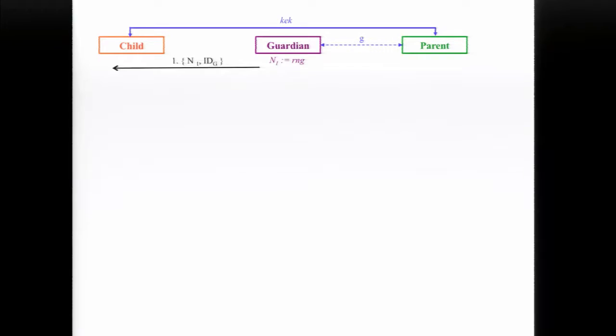Now let's start the protocol. First, the guardian generates a fresh nonce and sends it to the child. The child also contributes a nonce and sends it in message 2 to the guardian. Also here, the child specifies which parent to contact for the verification. So that's very flexible. The guardian simply forwards message 2 as its own message 3 to the parent.